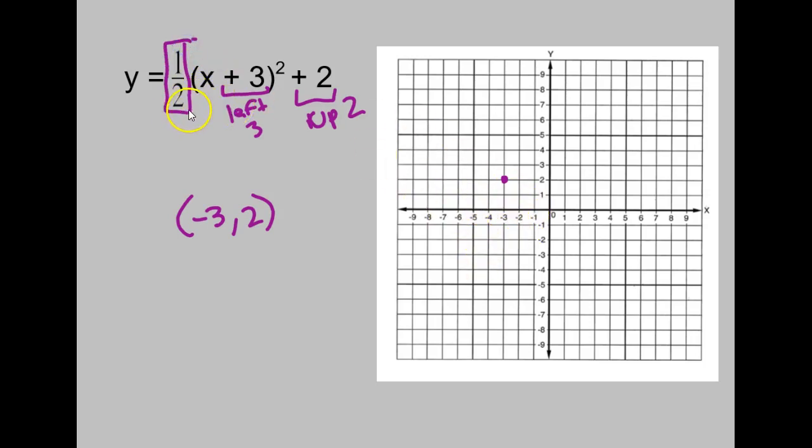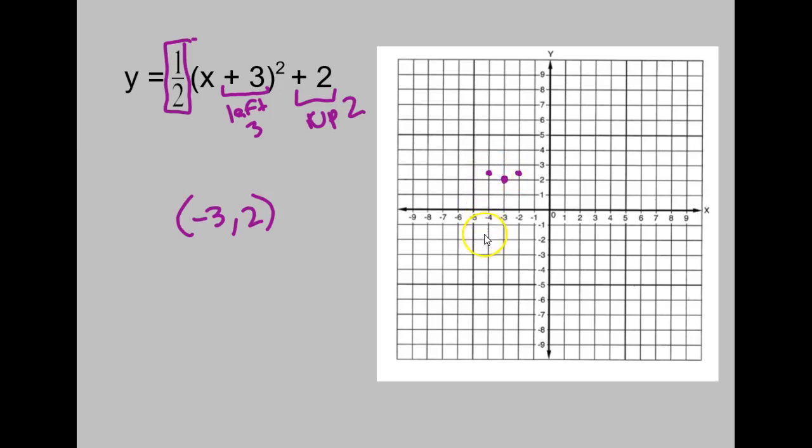This graph is going to be half as steep as a regular graph. So what normally happens? Let's start here at our vertex. We normally go right 1, up 1. But instead of that, we're going to go right 1, up only a half. Normally we go left 1, up 1. But now we're not going to go up that much. We're going to go left 1, up a half.